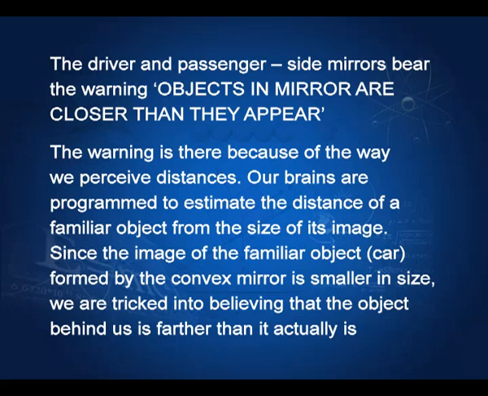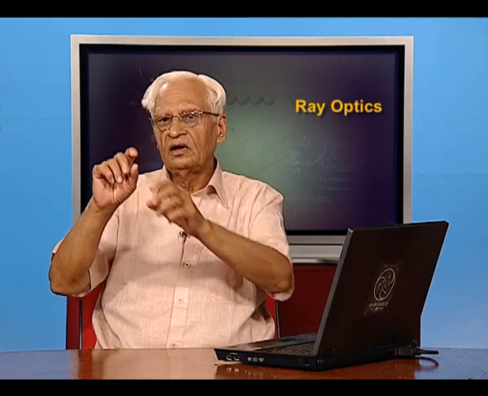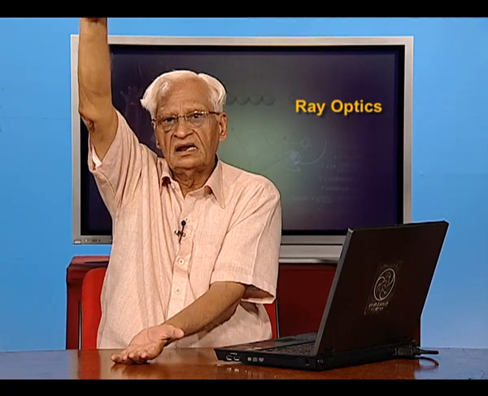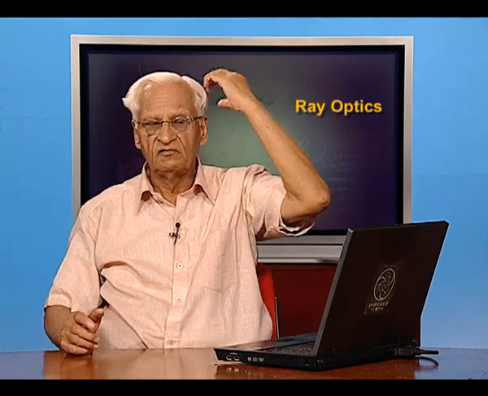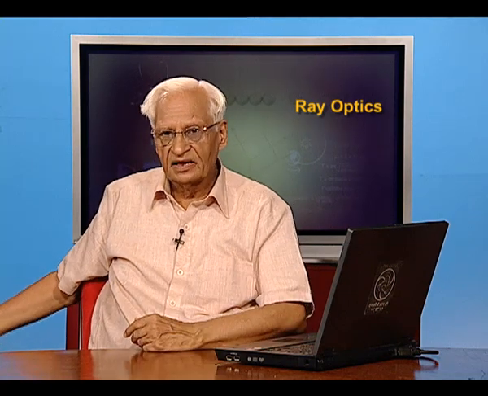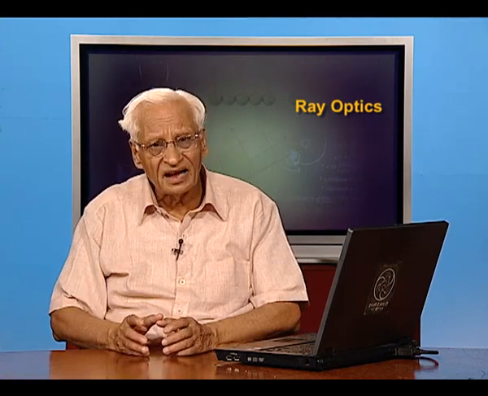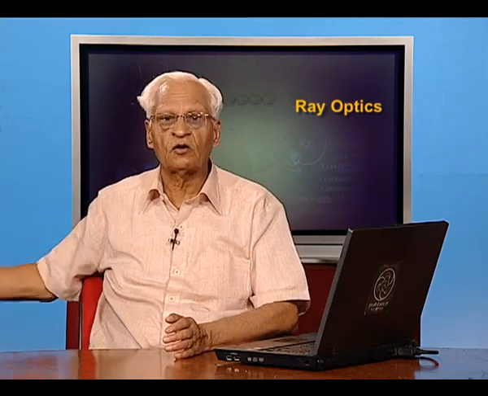Our brains are programmed to estimate the distance of a familiar object from the size of its image. You see, our brains are such that if the image is smaller, we will think that the object is very far, and if the image is larger, then we think that the object is nearer. This is how our brain works. So, in this case, therefore, this warning: the objects that we see, since their image is smaller, we are tricked into thinking that they are farther off, but actually they are not.